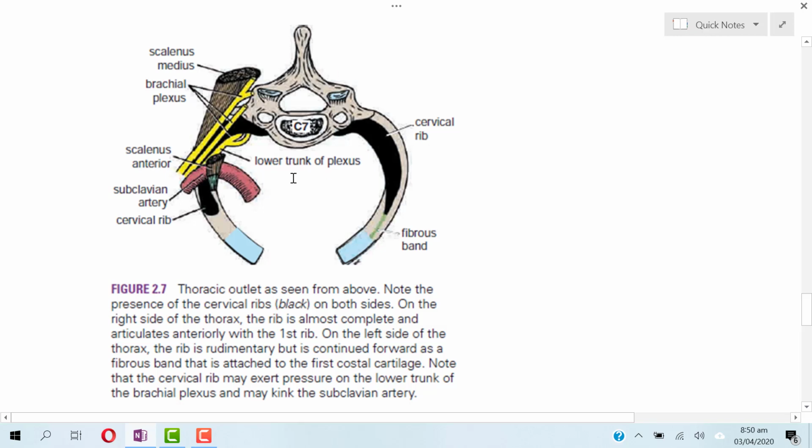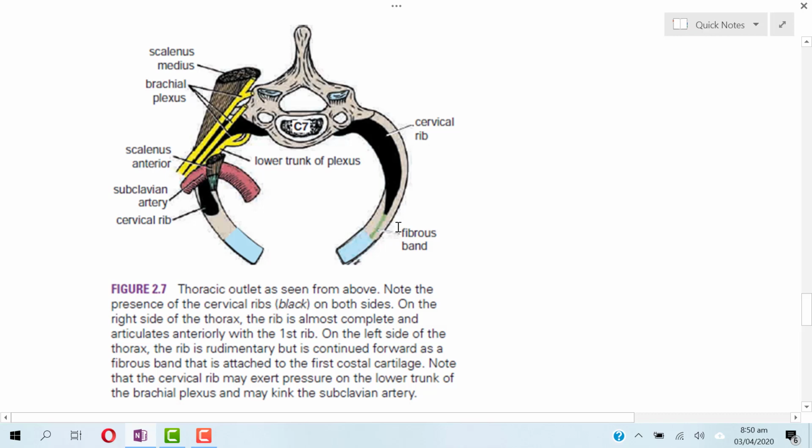This is C7 vertebra, that is the 7th cervical vertebra. And this is the anterior tubercle of the 7th cervical vertebra. So it is originating from the anterior tubercle of the transverse process of C7. These are transverse processes of C7, and there is an anterior tubercle. From this anterior tubercle, the cervical rib is originating. Can you see the cervical rib?